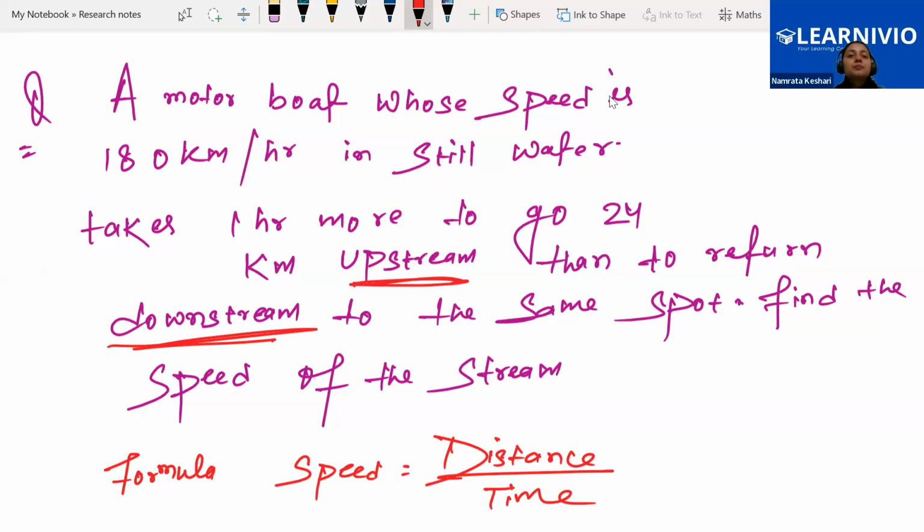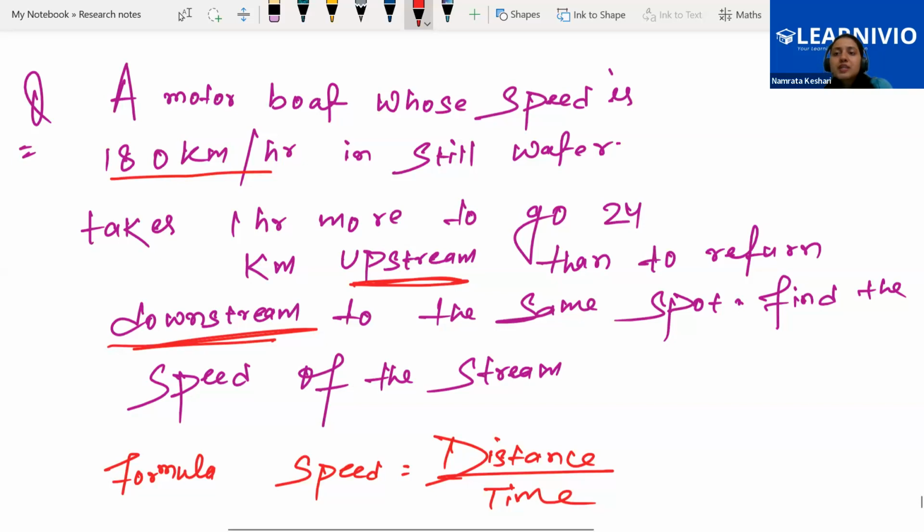And one more thing we must understand, that upstream is there and downstream is there. So the motorboat whose speed is given. See the speed of the motorboat. The actual speed of the motorboat is given. That is 180 km/h in still water. In still water, the speed of the motorboat is 180 km/h.